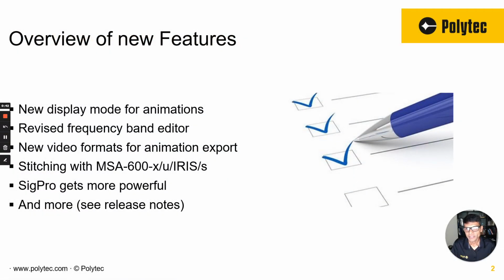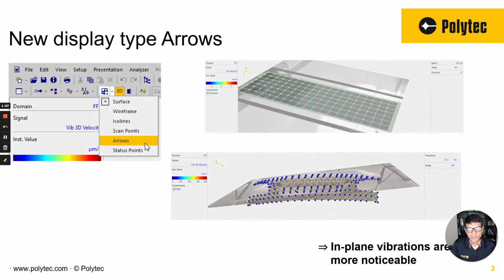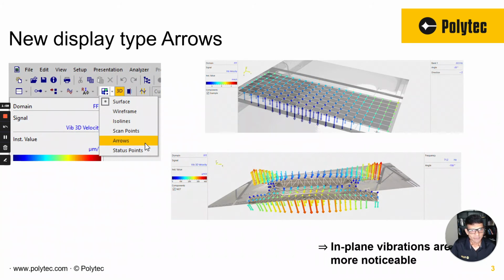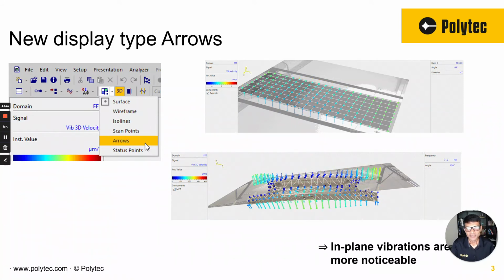So 10.1, again, the best resource is always to look at the release notes, but there's a new display mode for animations. There's peak picking now, a frequency band editor with new options, new video formats, some stitching options with the microsystem analyzers, and SigPro as well. So yeah, here's the new display option. You'll see this with the latest version of the software.